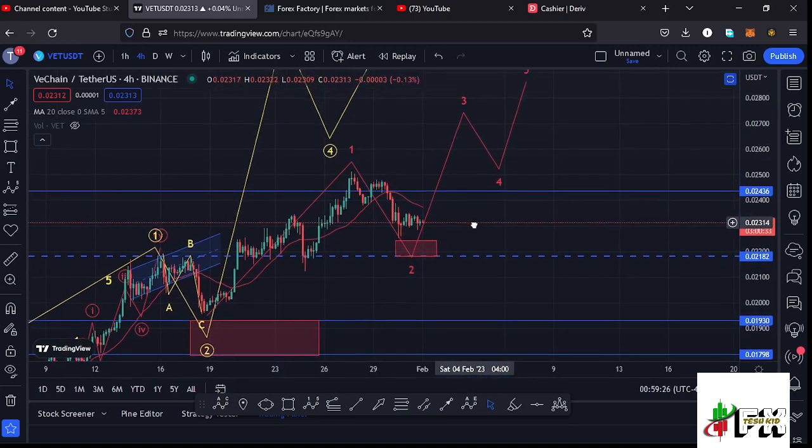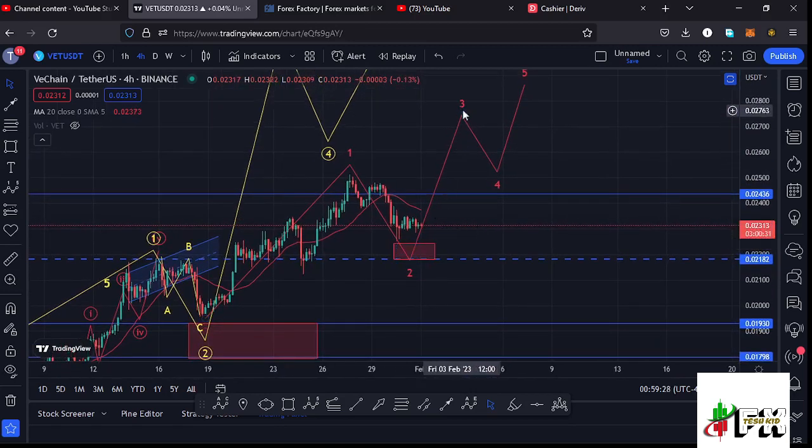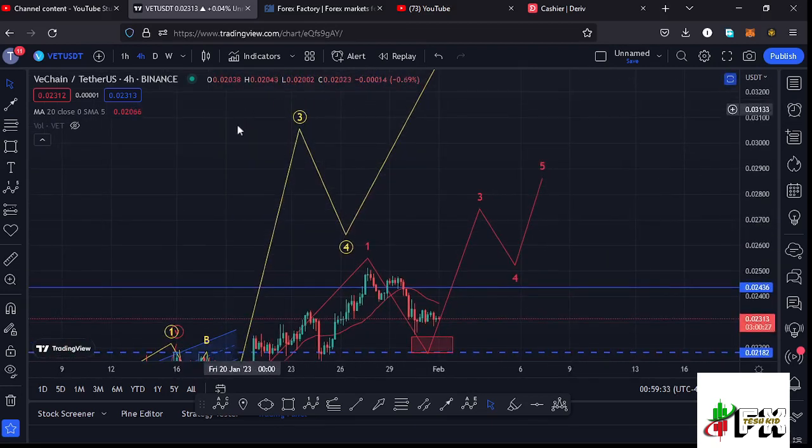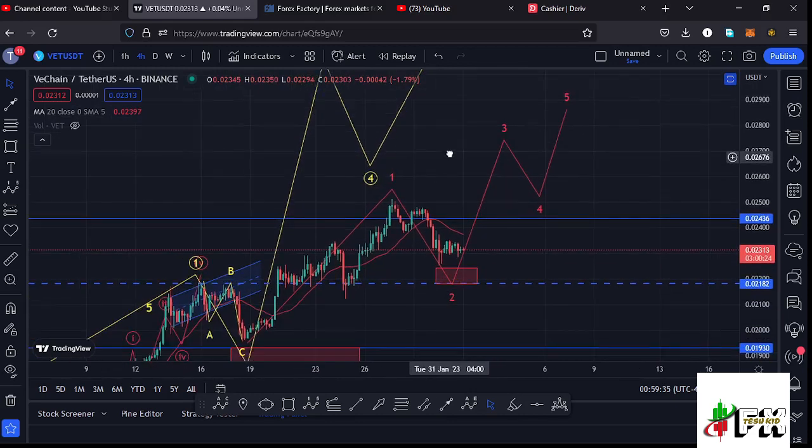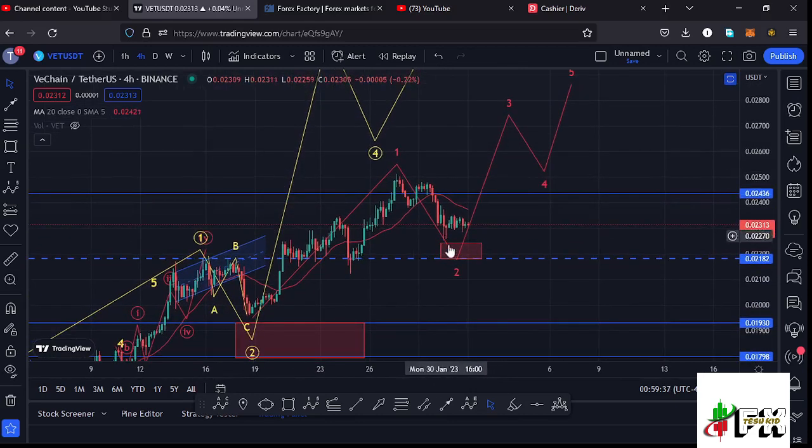Then from there we can expect another bounce to the upside in the formation of this wave 3, then expect a wave 4 and then a wave 5 to fully maximize the formation of that larger Elliott wave count 3. So that is what I'm expecting here on the short-term scenarios.